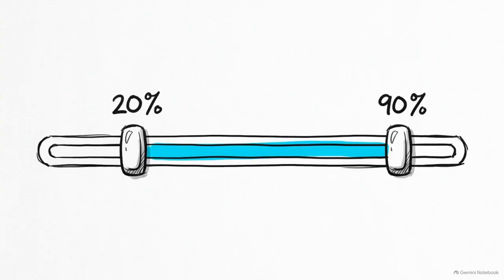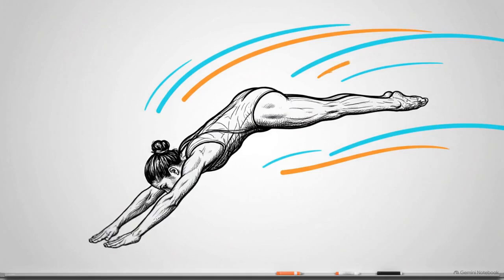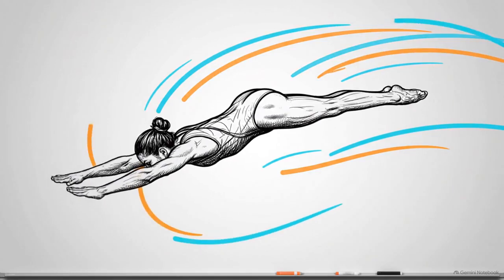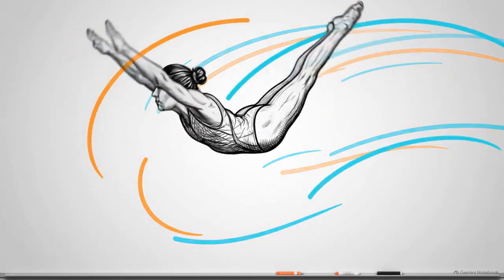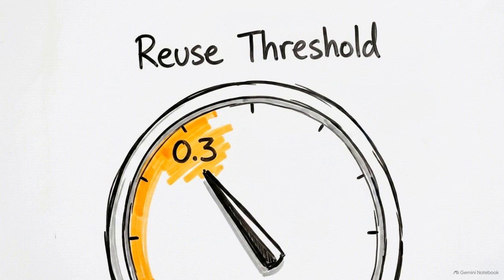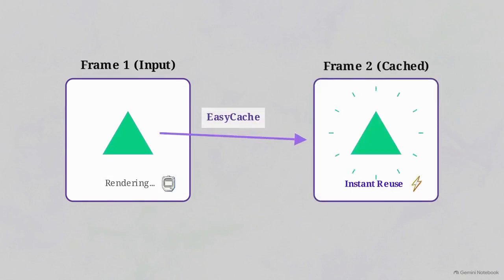To protect quality, set the start percent to 0.2 and end percent to 0.9. This ensures the model fully calculates the beginning and end of the video, where motion is most sensitive. For EasyCache, set the reuse threshold to 0.3. This allows the model to reuse unchanged information between frames without redrawing static pixels from scratch.